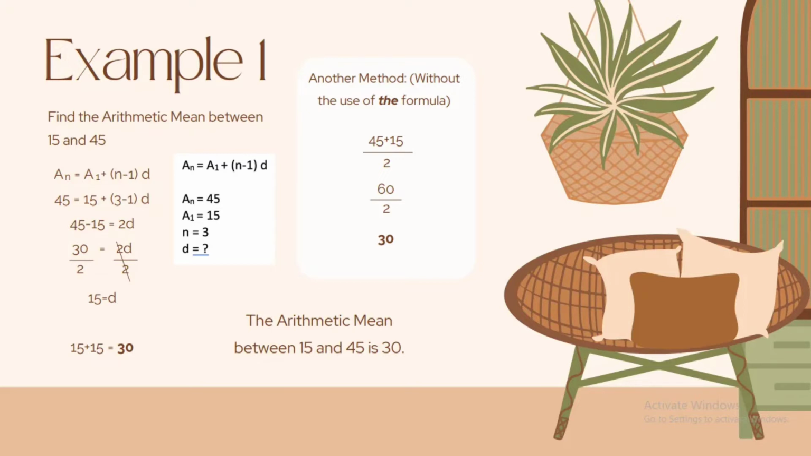And then for the next method, which is, I believe, the easier method, this is without the use of the formula given. So we are to add the first and the last term. So that's 45 plus 15. And then you divide that over 2. So that's 60 over 2, and that's 30. We have the arithmetic mean between 15 and 45 is 30.